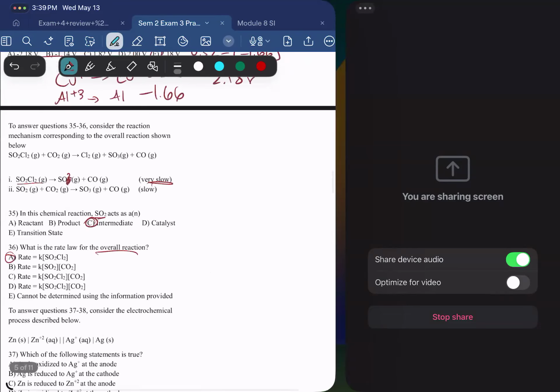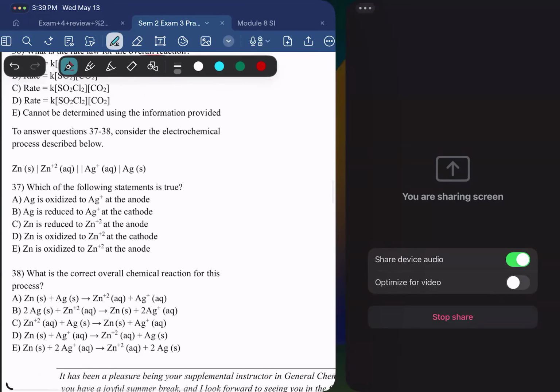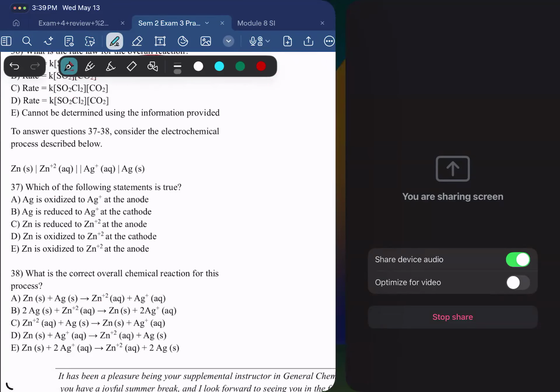Okay. Any questions regarding 35 and 36? Okay. 37 to 38. So we have this reaction here, and they're asking what's happening. We know that the left side is the anode and the right side is the cathode. So zinc is getting oxidized to Zn plus 2. Which one's true? Silver is not the anode.